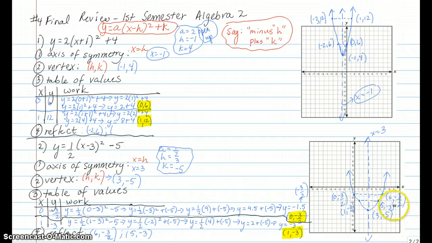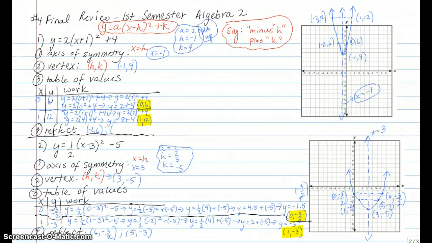We need another 2 points. We're going to choose 1 because 1 is also pretty simple, and it's to the left of the axis of symmetry. We end up with 1, negative 3, which that one came out nice. There was no fractional amount. We reflected. It's 2 to the left of the axis of symmetry, so we go 2 to the right, and we end up with 5, negative 3. Now we have 5 points, and we have a parabola that correctly opens up.